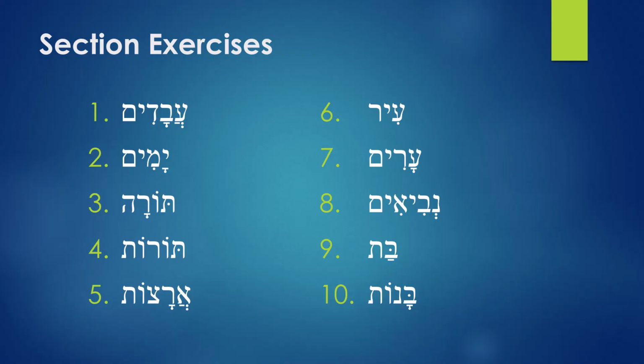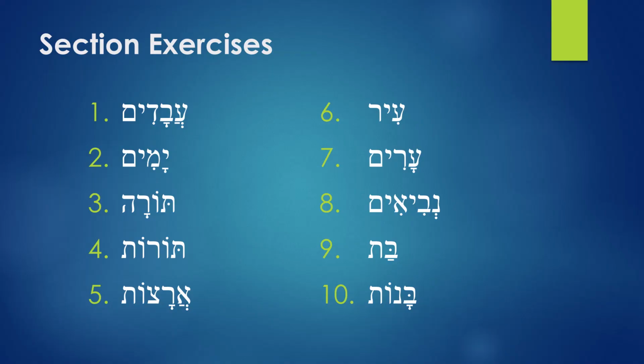So, word number 5, we have the word aratzot, from the word eretz. Eretz means land or earth. So aratzot is going to mean lands. And that is a feminine plural word.